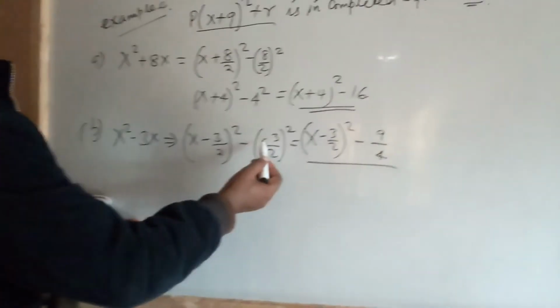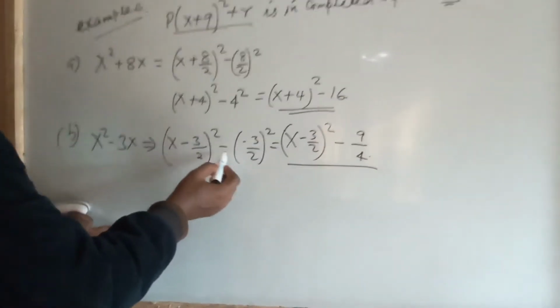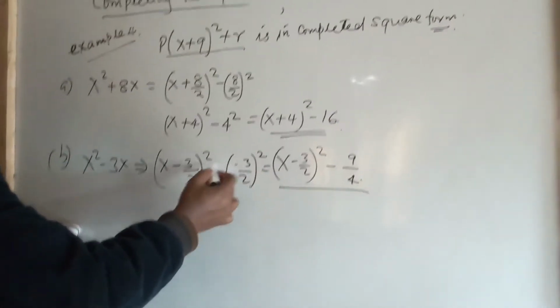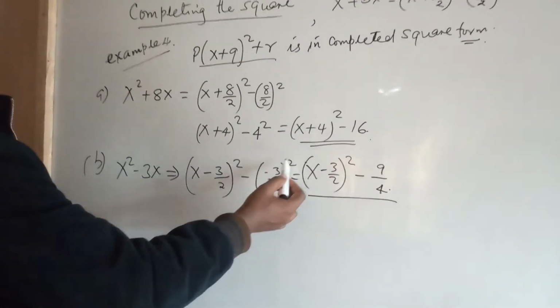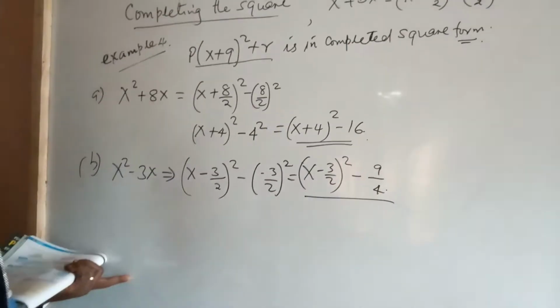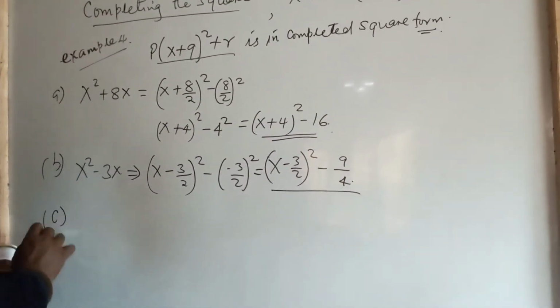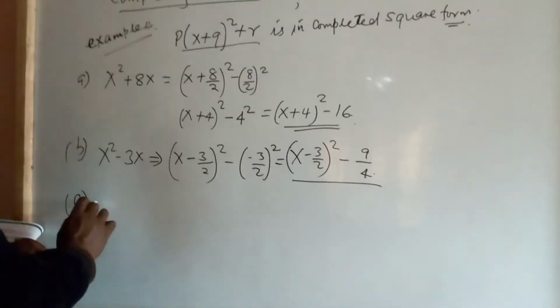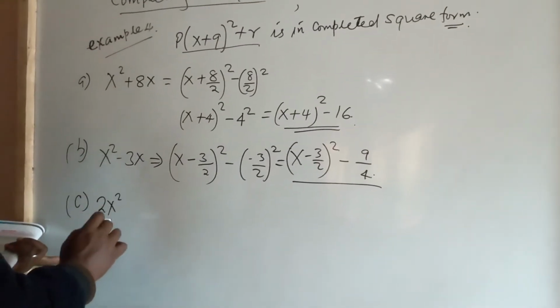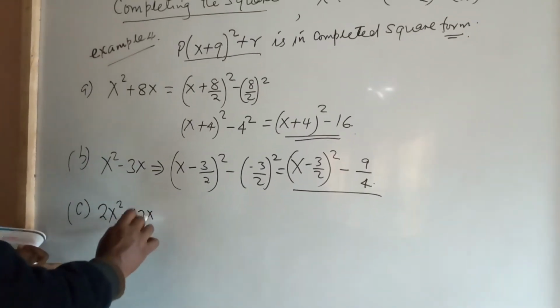Please note, negative 3 squared is positive, so it maintains the negativity because negative 3 squared is itself positive, and that is it. What about part C? Part C, we have 2x squared minus 12x.